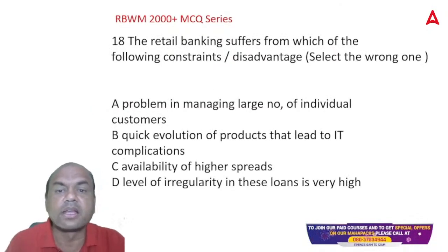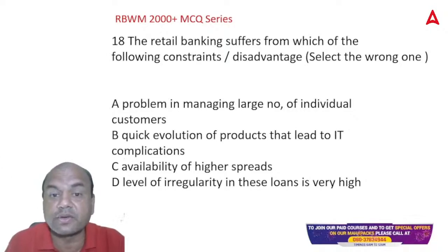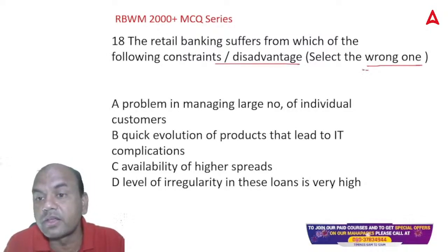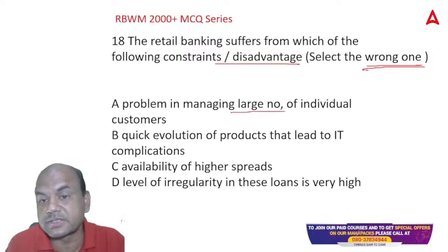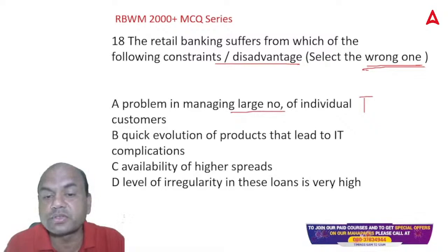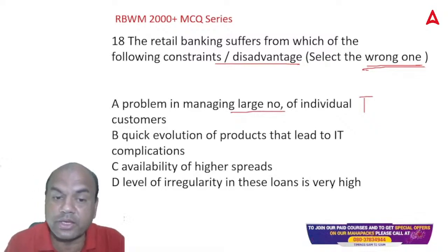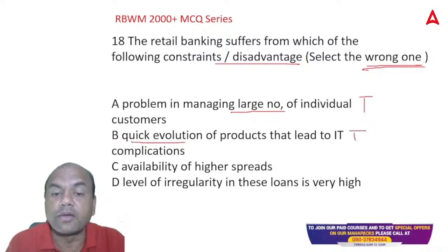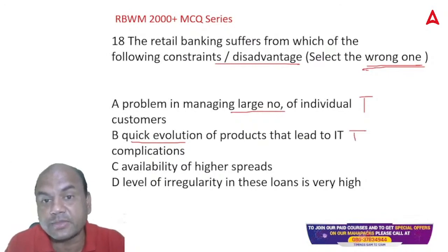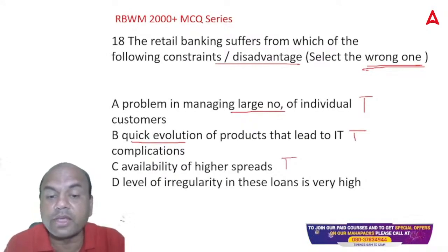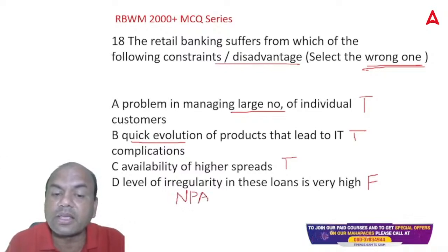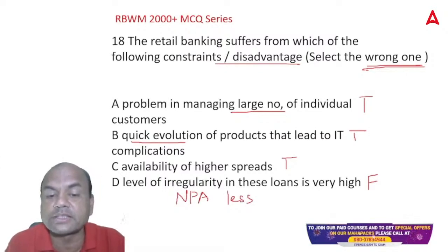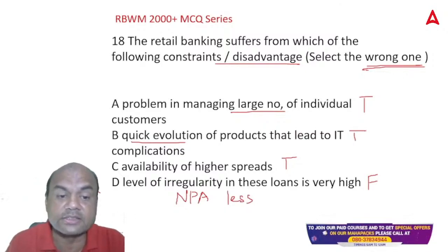Retail banking suffers from which of the following constraints? So which is a disadvantage, and we want to select the wrong one, which is not a disadvantage. The problem in managing a large number of customers, yes, this is true. Quick evolution of products that lead to IT complications. Yes, that is also true. Availability of high spreads. So there are high spreads, so that is also true. Level of irregularity in these loans is very high. This is false. Irregularity means NPAs. Retail banking has less NPAs. Always remember, NPAs are less in retail, because the risk is spread. So the answer is this. We want the wrong one, so this is the wrong one.